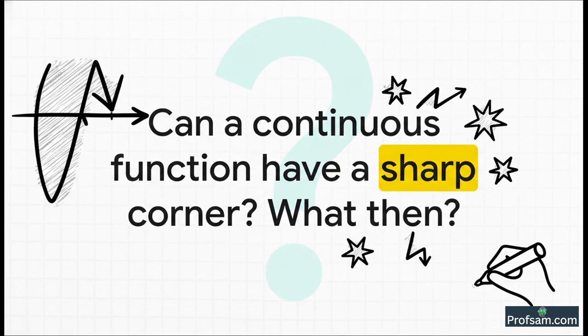We know a continuous function has no breaks. But what about a function with a sharp, pointy corner? Like think of f of x equals mod x. You can draw its V shape without lifting your pen, so it is continuous. But that sharp point at the bottom is a bit weird, isn't it? What does that sharp corner mean for a function?